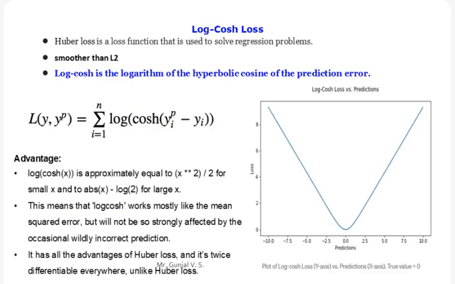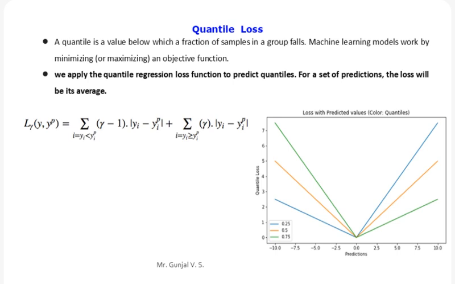Log-Cosh loss is the logarithm of the hyperbolic cosine of the prediction error. It is smoother than MAE and approximates MSE for small values, making it a balanced choice for regression problems. Quantile loss helps in predicting quantiles by minimizing the quantile regression loss function. It is useful for understanding the distribution of predictions.